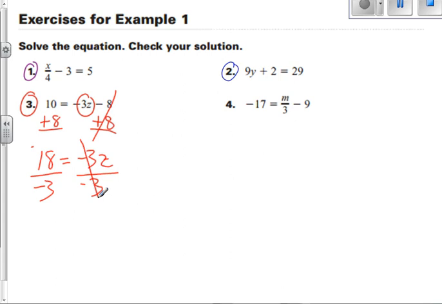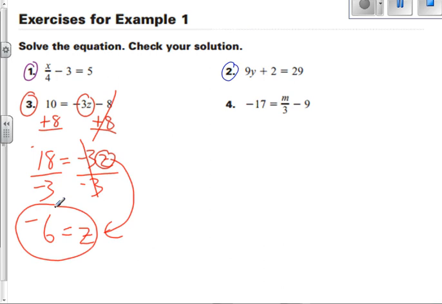They equal 1. So I'm left with just a z. Bring that down. Z is equal to 18 divided by 3, which is 6, and a positive divided by a negative is a negative. So I think my answer is negative 6. So let's do our check real quick.